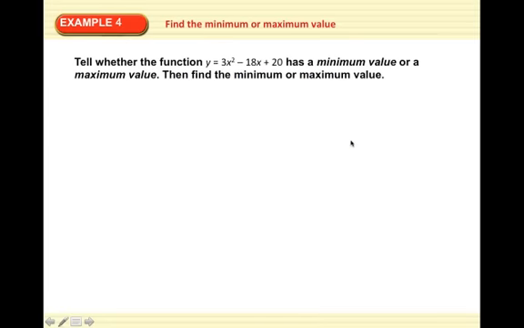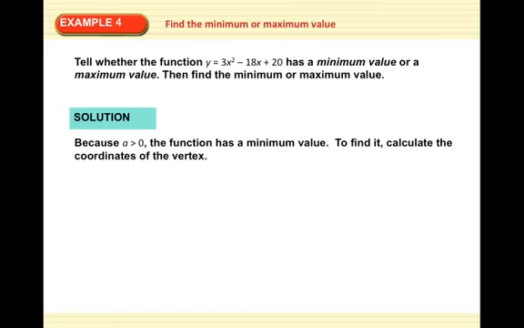All right, so for example 4, we're going to tell whether the function y equals 3x squared minus 18x plus 20 has a minimum value or a maximum value. Then find the minimum or maximum value. So there's two parts to your answer. You need to state whether you have a maximum or minimum and then what that actual value is, that minimum or maximum y value. All right, a is positive. It's greater than 0. It's positive, so the whole thing's going to be smiling at you. And so there's going to be a minimum value. It's going to look like a valley, and there's going to be the bottom of the valley.